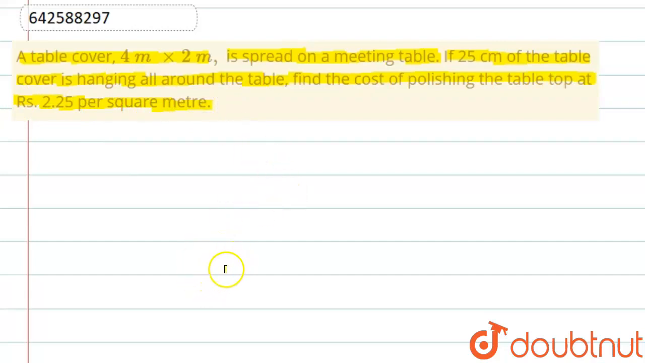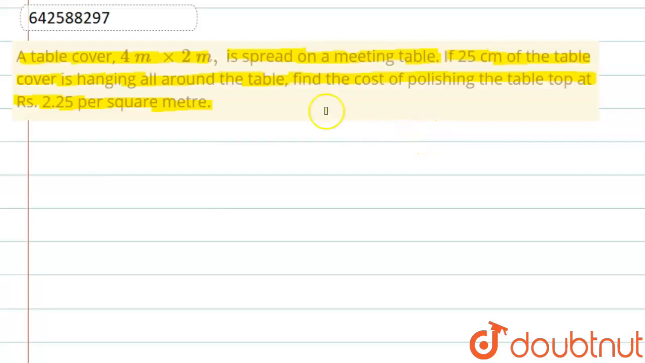So in this question we are given the dimension of a table cover which is spread on the meeting table, and the question says that 25 centimeter of the table cover is hanging all around the table. So that means that the table cover dimension is 25 centimeter more on all the sides than the tabletop. We have to find the cost of polishing the tabletop with the given rate, that is 2.25 per square meter. For that, first we have to find the area of the tabletop, and then by finding the area we can find the cost of polishing that area.